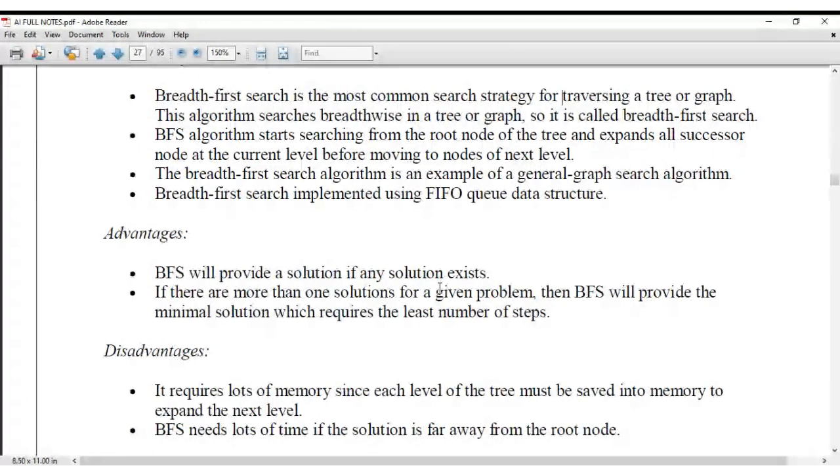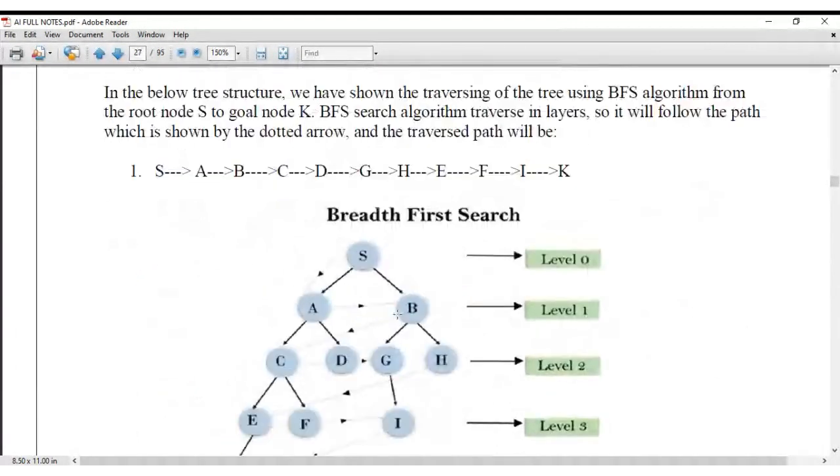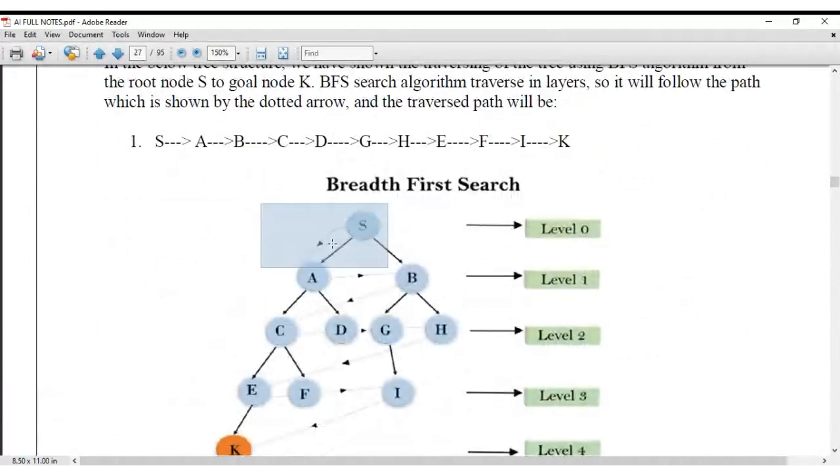Now let me share a screen. Let me just use what we already have here so that we can save on time. Now, breadth first is one that does this.